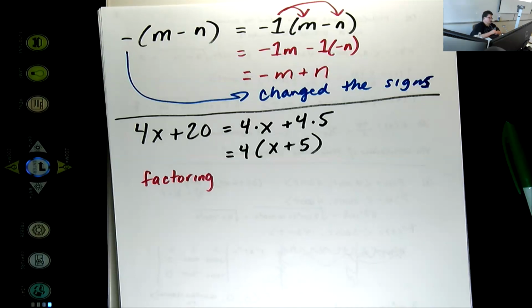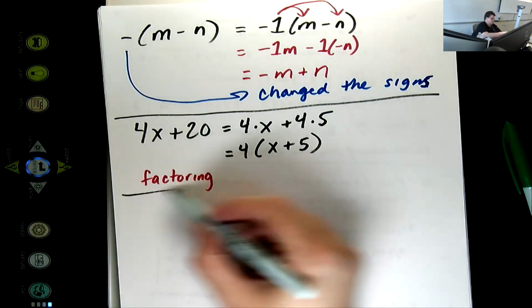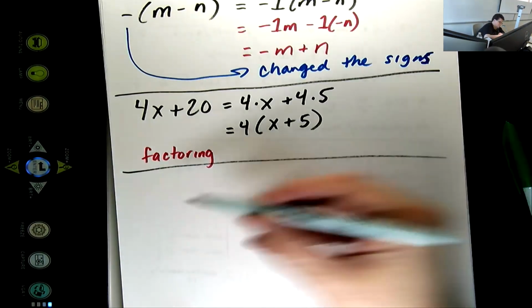All right, some other things we need to know in this class. Again, we're still talking about real numbers. A number line.